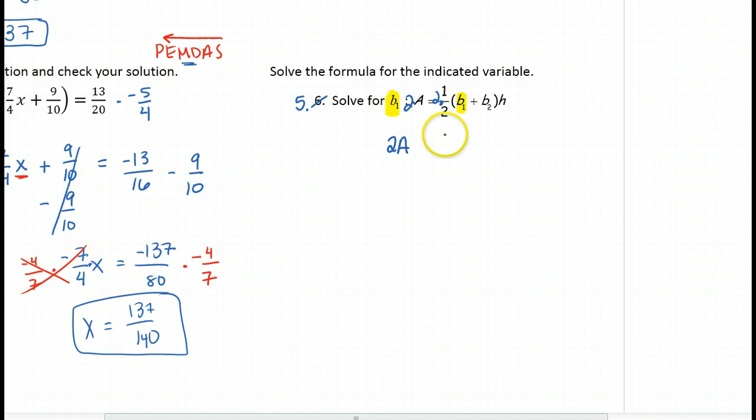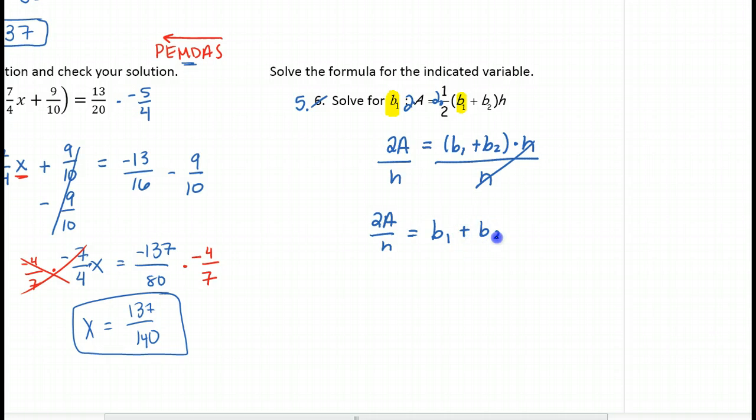So now I can't multiply 2 and a together to get a number or anything, but I could leave it as 2 times a. Totally fine. B1 plus B2 times h. So how do you undo multiplication? Well, you divide on both sides. So 2a/h equals B1 plus B2.